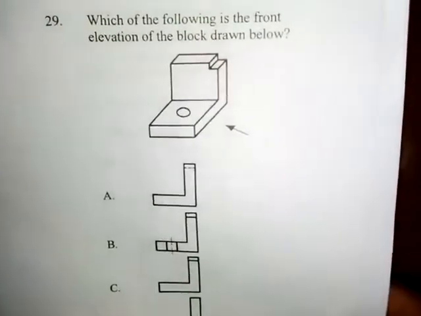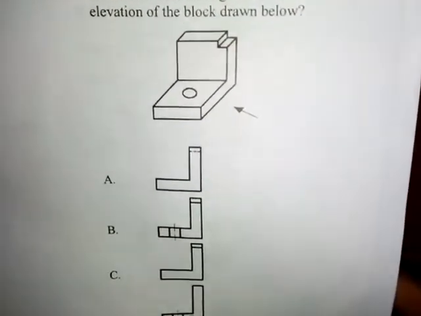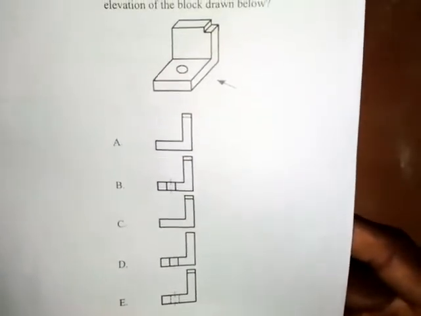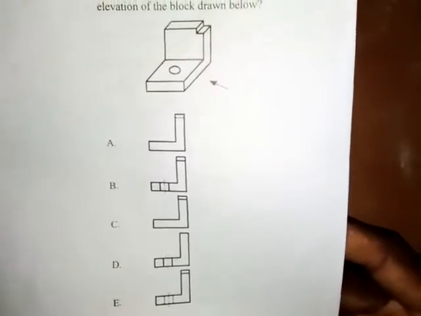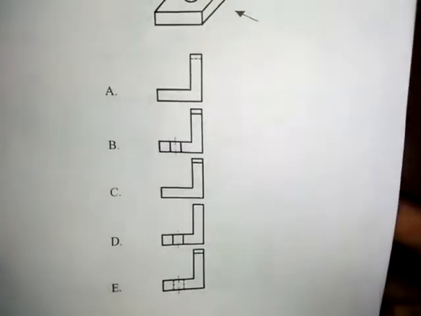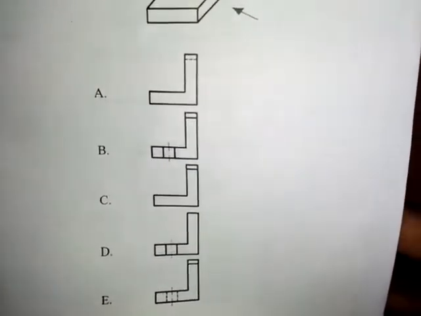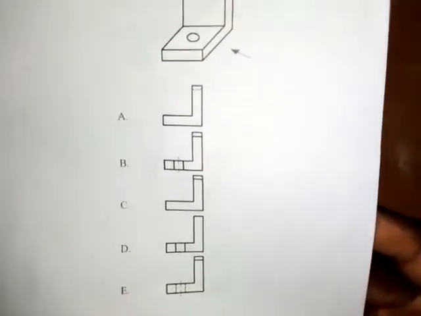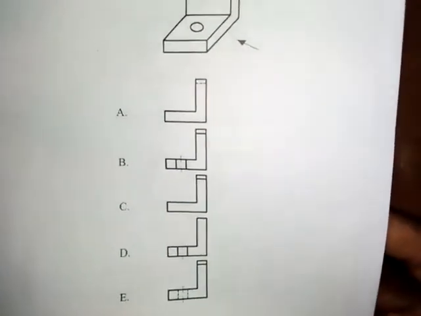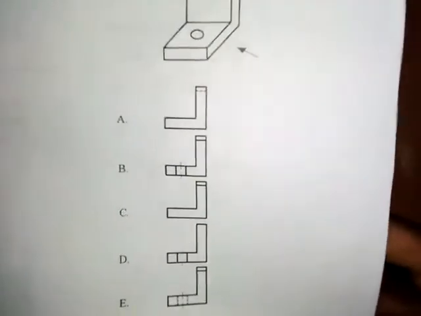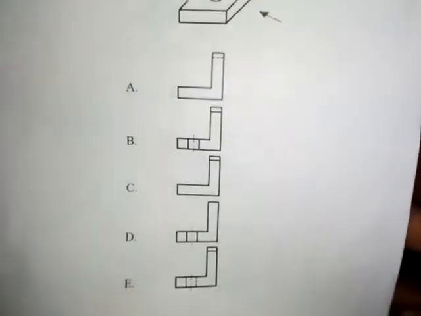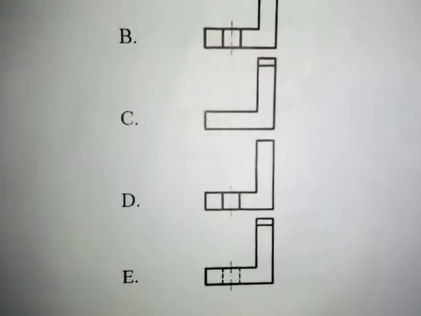Question 29. Which of the following is the front elevation of the block drawn below? Looking at the options that we have here, the correct answer is option E. If you look at the object and look at option E, you see that it is correct, because when we are looking at the object in the direction of the arrow, the hole will be hidden from us, and option E shows where the hole is hidden.